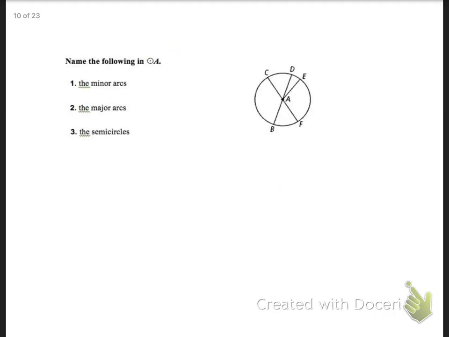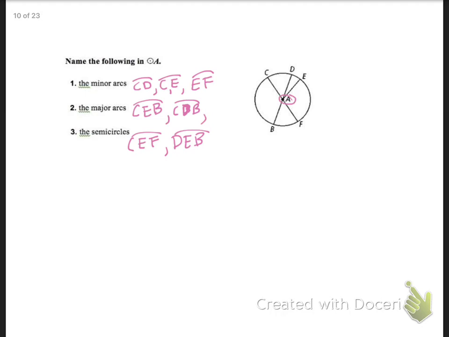Okay, so we're going to name some minor arcs. So I could say CD, I could say CE, 2 letters. I could say EF. Okay, major, I could say CEB or CDB. Remember, you can skip letters. Semicircle is half my circle, so I could say CEF, or I could say DEB. Remember, you're never going to use that center letter because arcs talk about the outside of your circles.